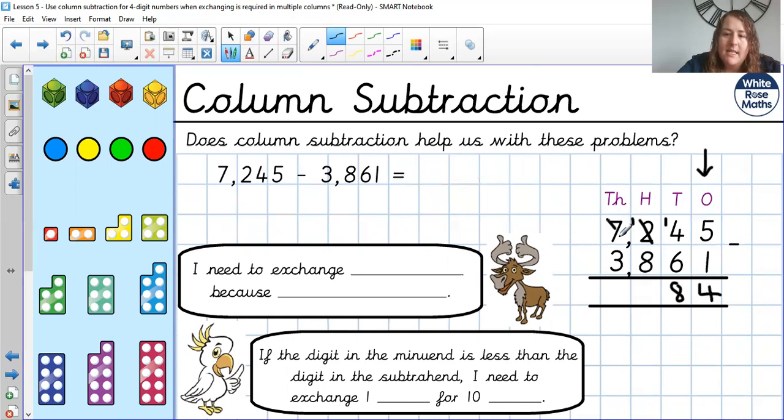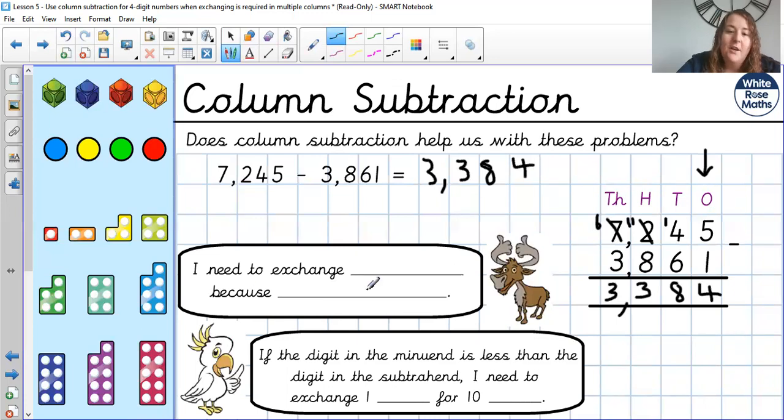So I'm going to need to be crossing out my thousands to leave a 6. And this time, just note that I'm going to be putting the 1 next to the other 1 that I'd already got there. So I've now got 11 take away 8. So that leaves me with 3. And then 6 take away 3 is also 3. So I've got 3,384.